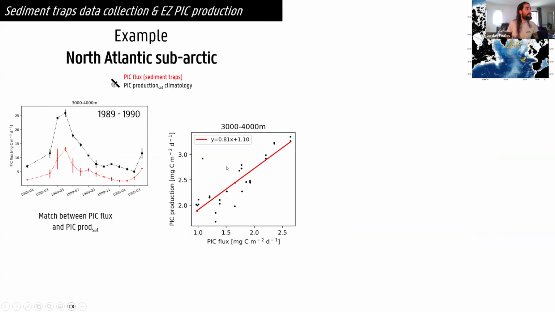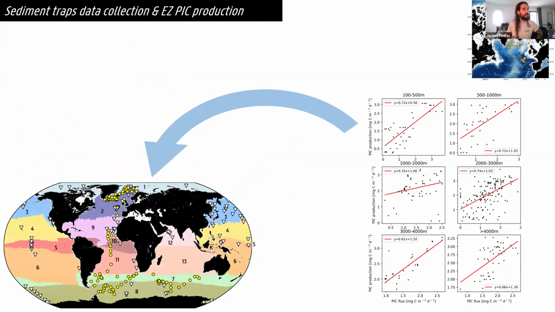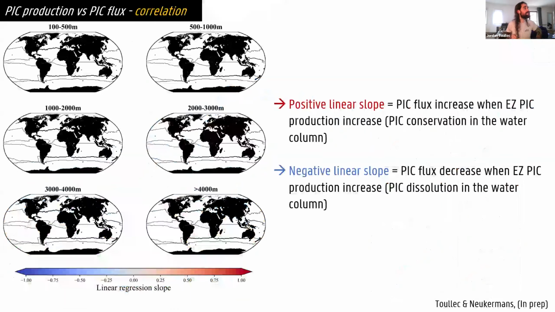And if I do this for all the layers, I get a different linear regression for each. I decided to work with 6 different layers of depth, from 100 to 500 meters to more than 4,000 meters depth. And I repeated this for all the different sediment traps for every region, and I got statistics based on that.